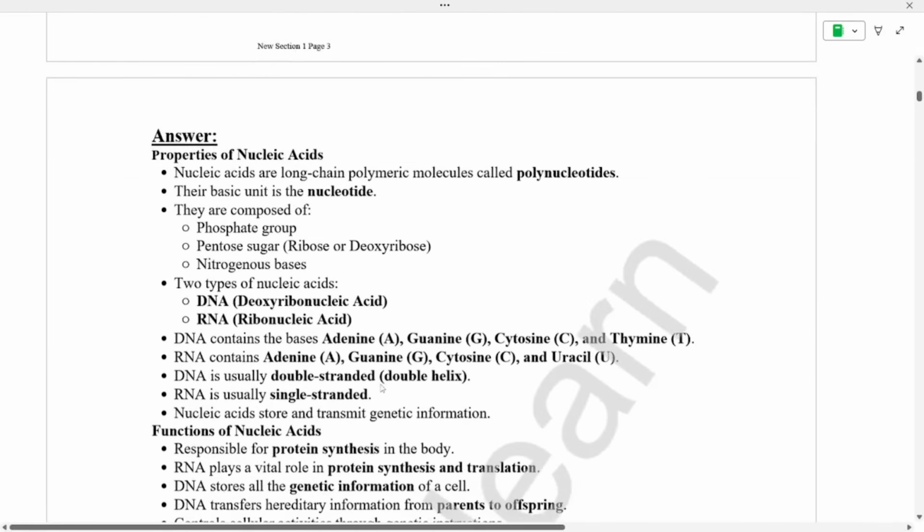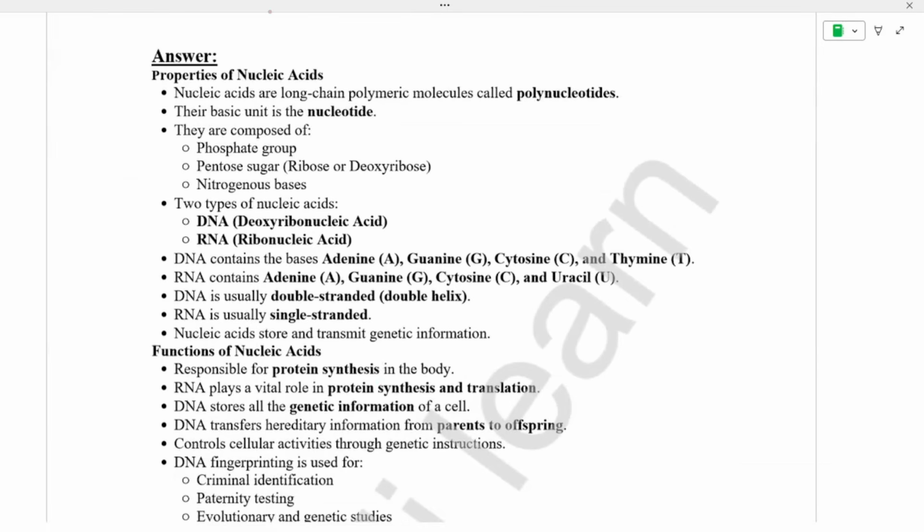Next is about the nucleic acids. Nucleic acids are long chain polymeric molecules called polynucleotides. Their basic unit is the nucleotide. They are composed of a phosphate group, pentose sugar, and nitrogenous bases. Two types of nucleic acids are DNA and RNA. DNA contains the bases A, T, G, C, I hope you know: adenine, guanine, cytosine and thymine, okay.